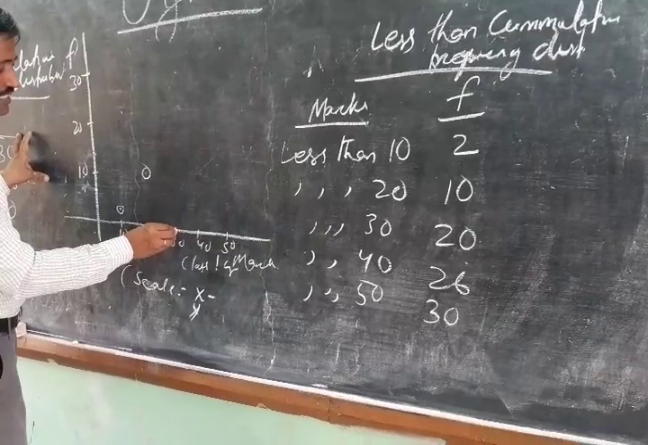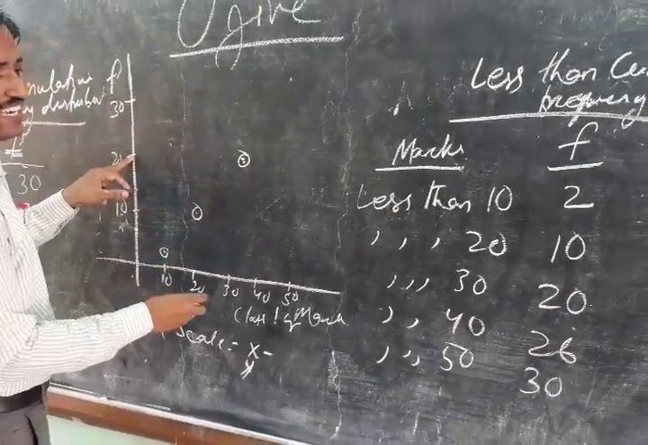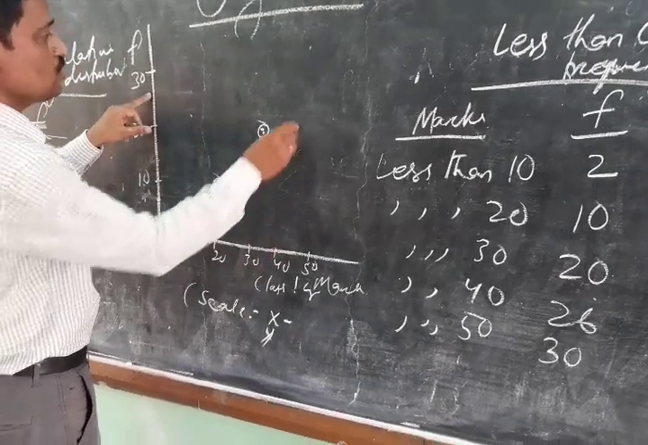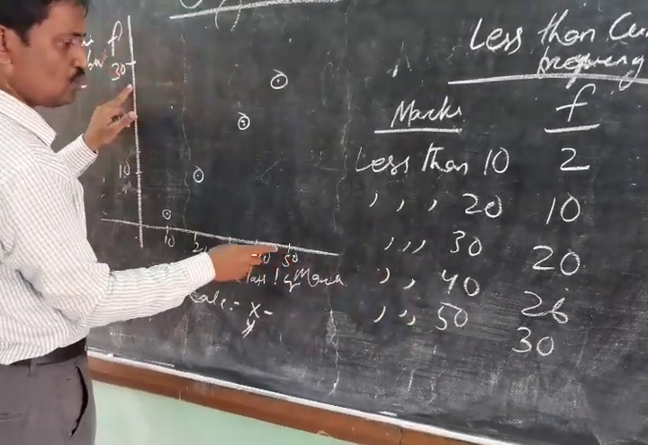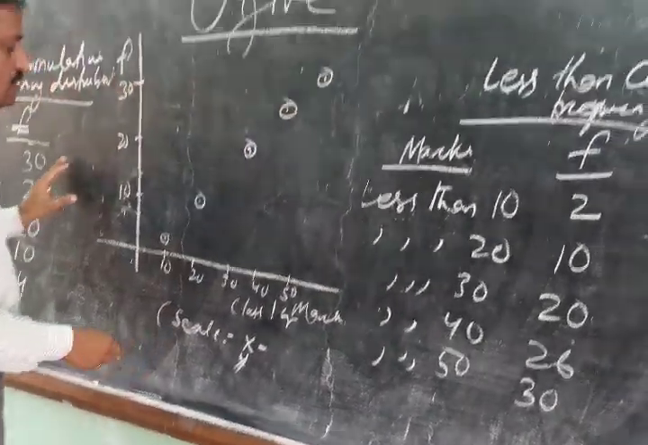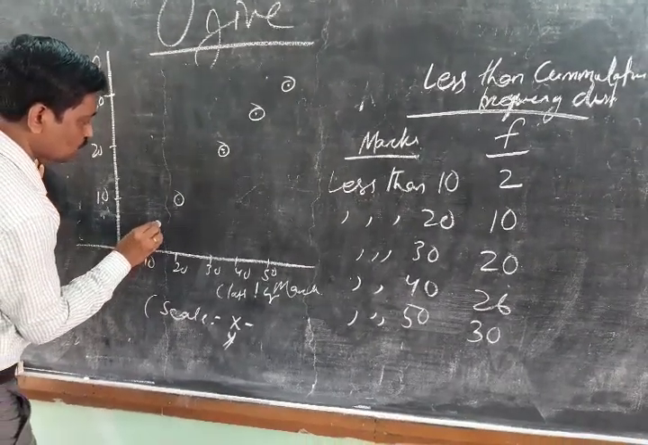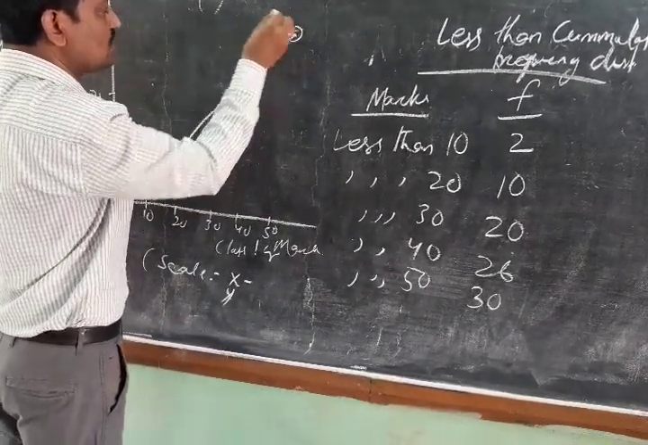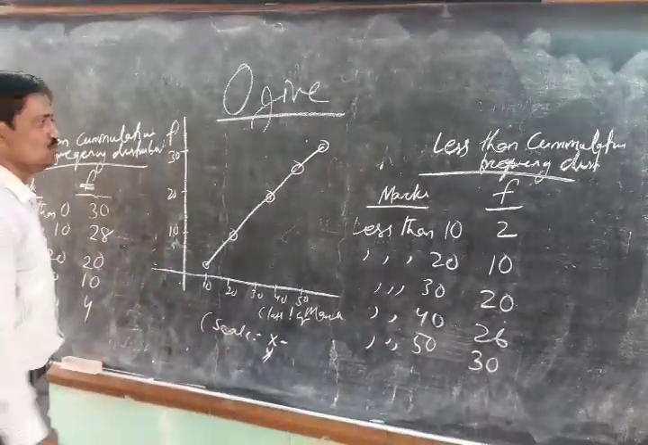Likewise less than 30 is (30, 20). Less than 40 is (40, 26). Next is less than 50, so 50 and the value here is 30. After getting these points, what do you have to do? You have to join these points with a smooth freehand curve. So this is the less than ogive.